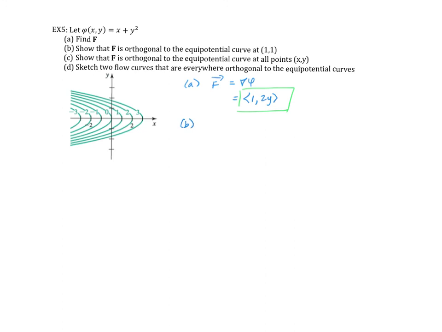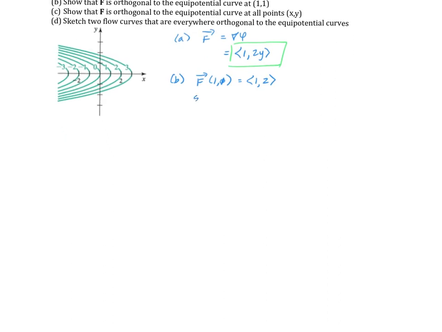Part B. Show that our gradient vector field is orthogonal to the equipotential curve at the point 1, 1. So what that's saying is compute the vector of our gradient vector field at the point 1, 1. So all we're doing here is putting in 1 for x and 1 for y. So we get the vector 1, 2.